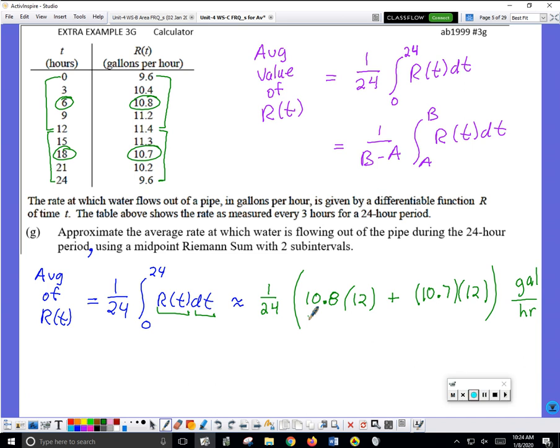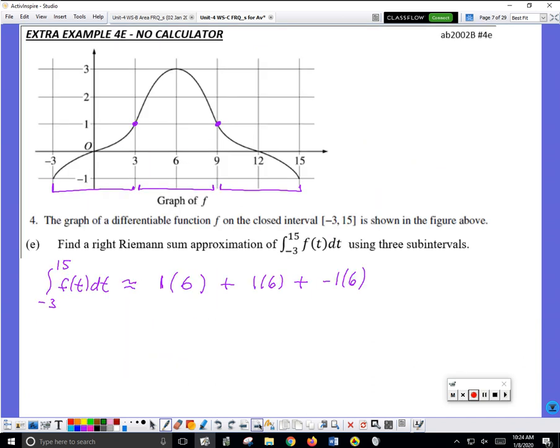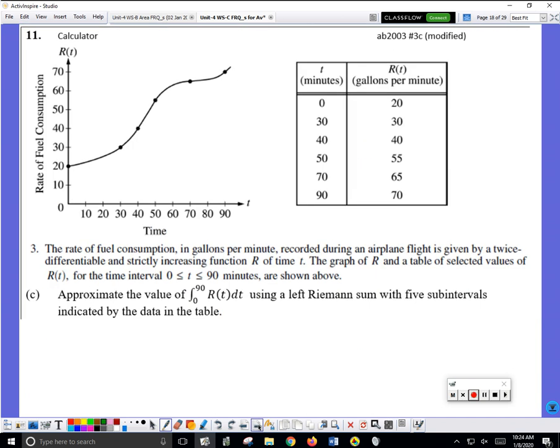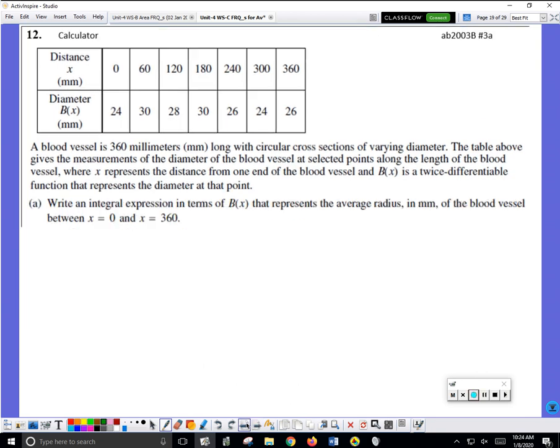For the homework, you're going to multiply it out so you can see that you have the right answer. But on the AP test, don't. Just stop. In fact, we might not. Let me look. Hold on a second. Oh, that doesn't have an answer.